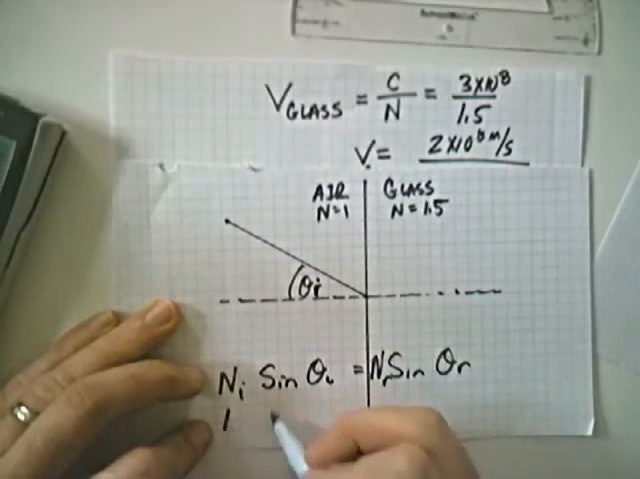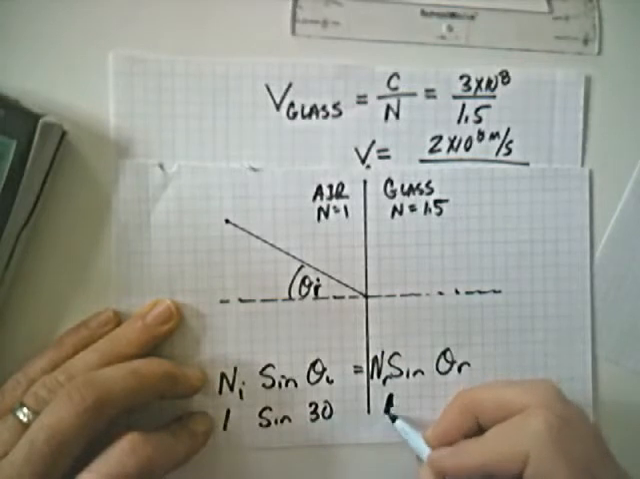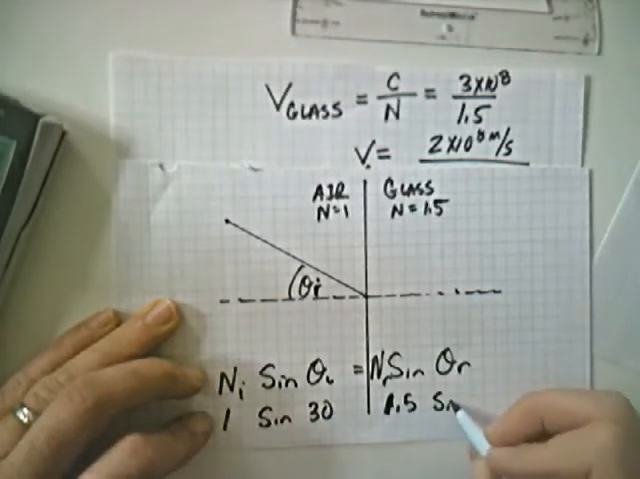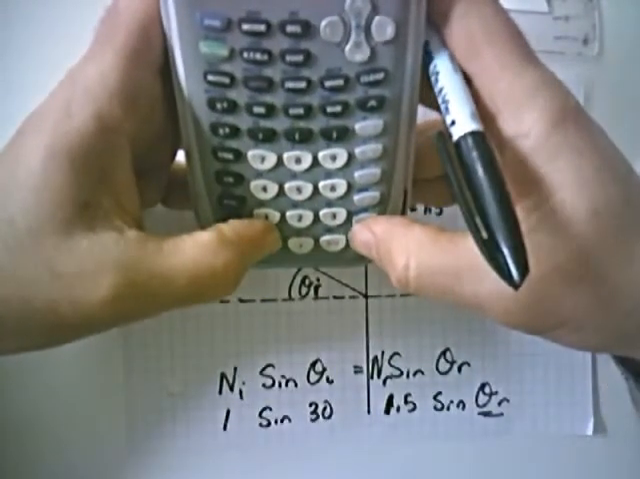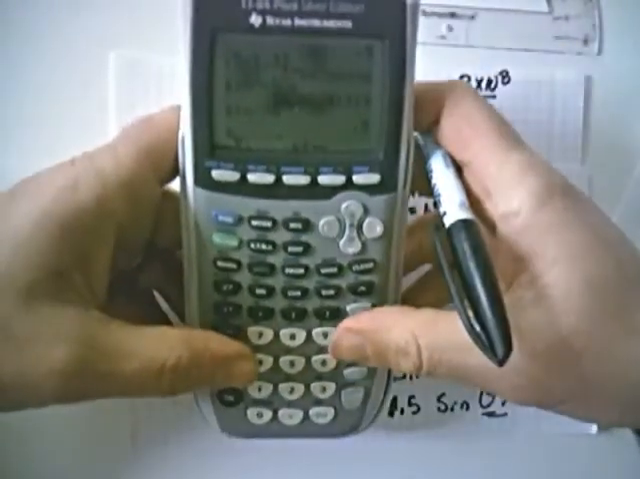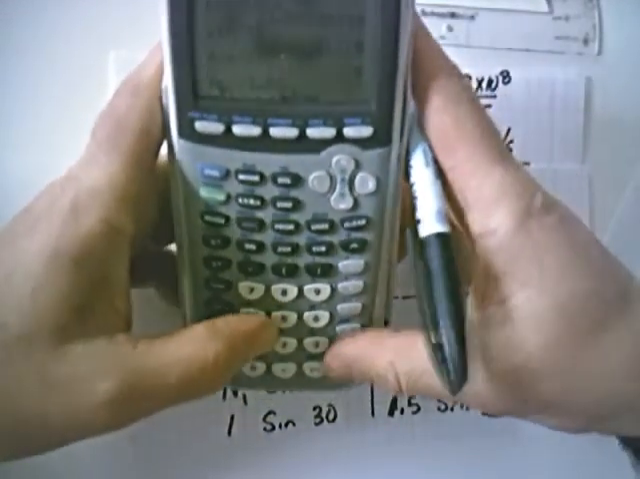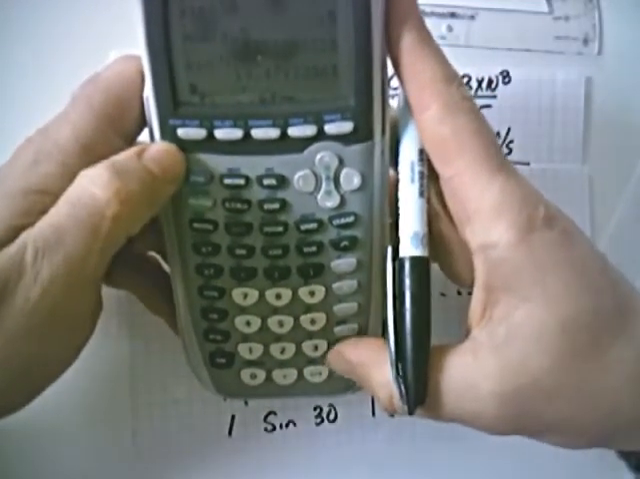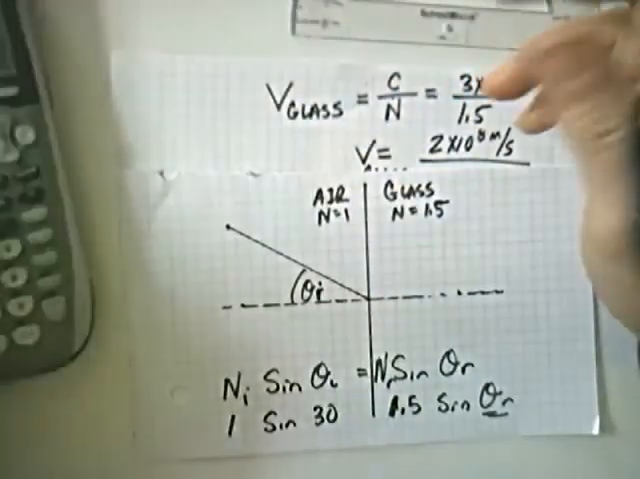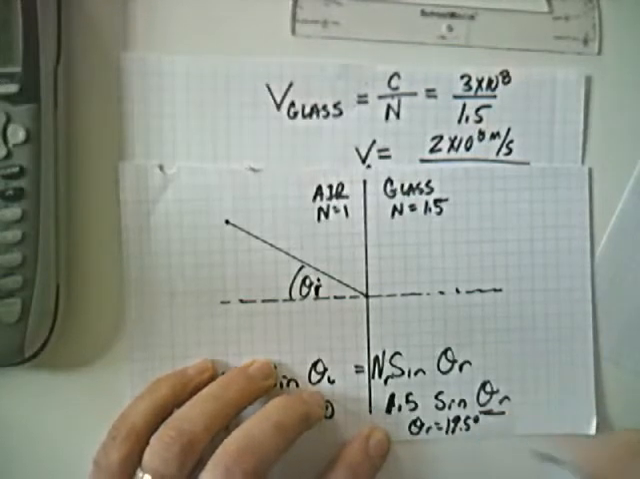So we put in our numbers, 1 times the sine of 30. We just did that last time. It's going to be very similar. And we're going to get 1.5 times the sine of this unknown angle that we're solving for, theta r. So we found out last time that the sine of 30 was 0.5. So we have 0.5, and then we have 1.5. So we divide that by 1.5. That gives us 0.33. We do second sine or inverse sine, and you get 19.47 degrees. So my new angle is 19, we'll just say 19.5 degrees.